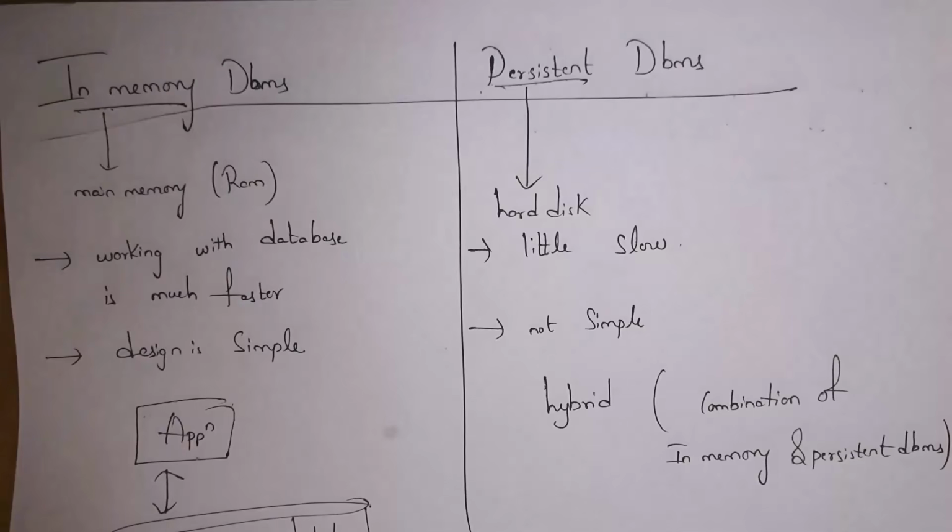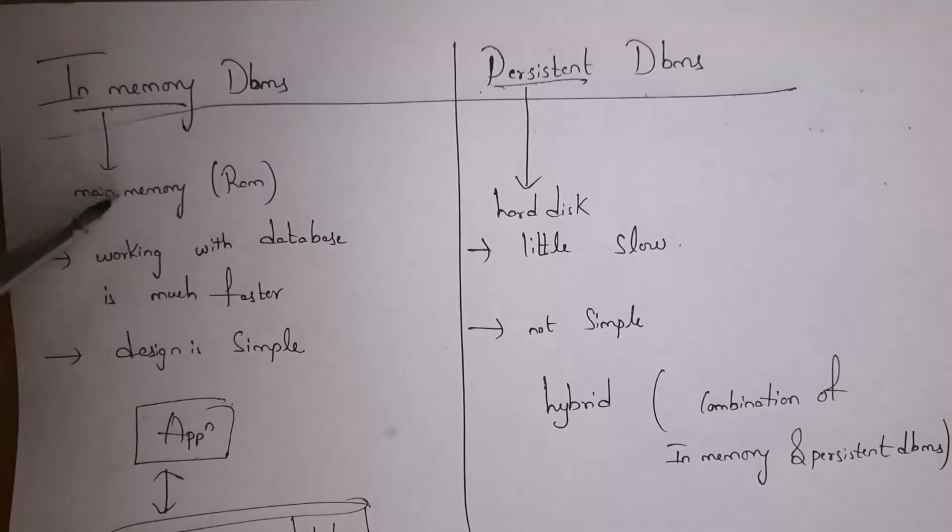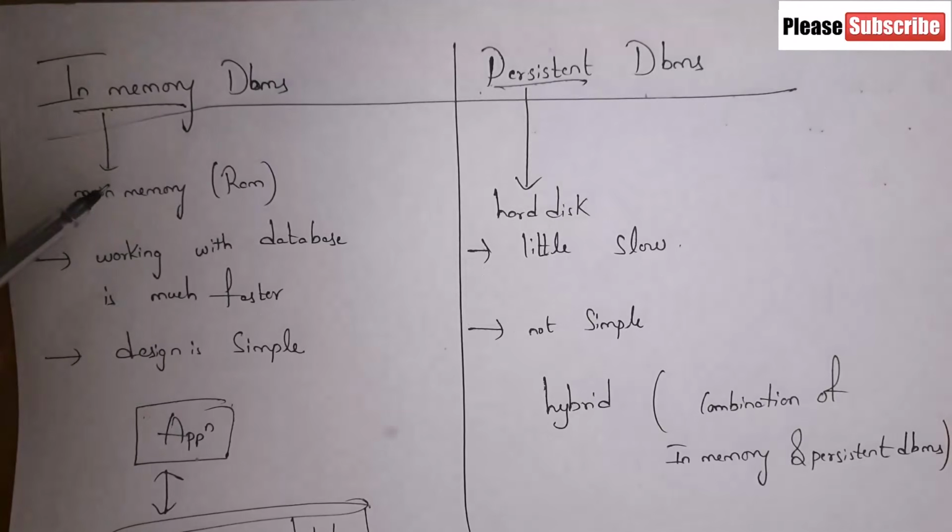Next, I will explain the difference between in-memory DBMS and persistent DBMS. In-memory is nothing but RAM. In this in-memory DBMS, data is stored in RAM.